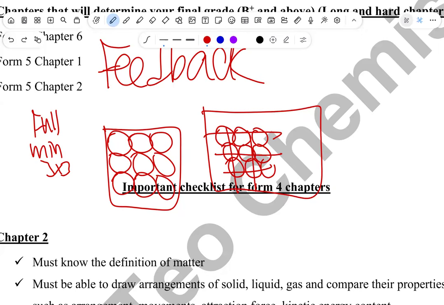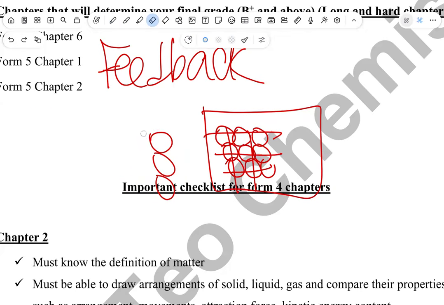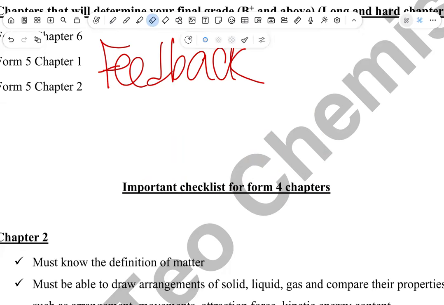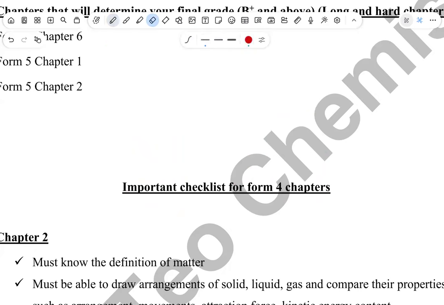So all these things, you need to know how to draw solid, how to draw liquid, how to draw gas. Sometimes you thought you understood this, which is something you learn in Form 1, but many students still do it wrongly. So you have to be very careful with that.